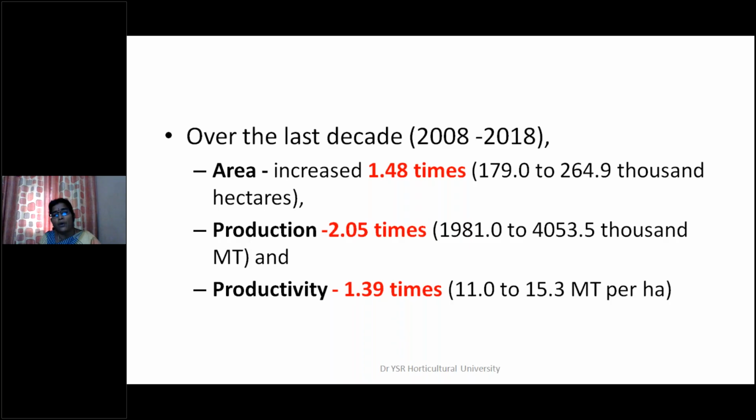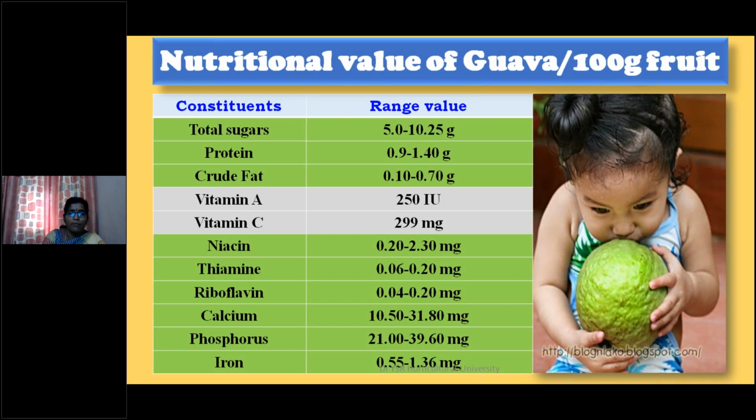This is mainly because most of the guava cultivation in Andhra Pradesh is under high density planting. So if you see the scenario of the last decade, that is 2008 to 2018, there is a 1.48 times increase in area of guava cultivation and a 2.05 times increase in production. And if you take productivity, there is a 1.39 times increase. So we have already discussed this is a better vitamin C source. It is the third richest source of vitamin C after Barbados cherry and also amla. It contains calcium, phosphorus, and iron also. So it is very nutritious food.